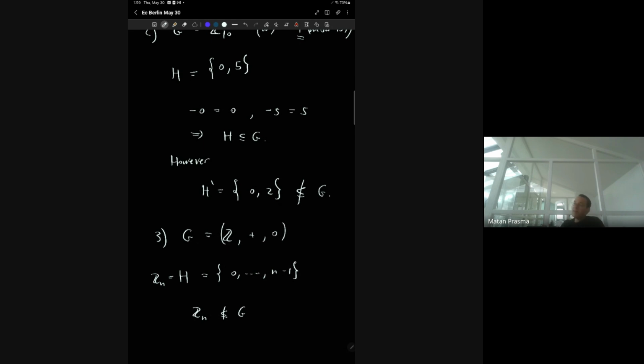So you see, each of them independently is a group, but the smaller one is not a subgroup of the bigger one. And the reason is that the binary operation that makes Z modulo n a group is radically different than the binary operation that makes G a group. I mean, addition modulo n is not the same as addition.